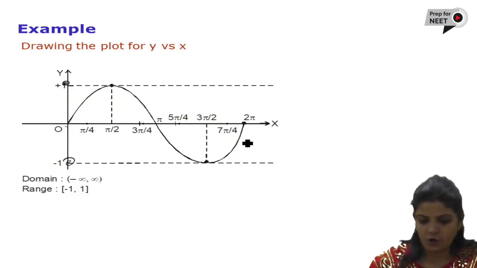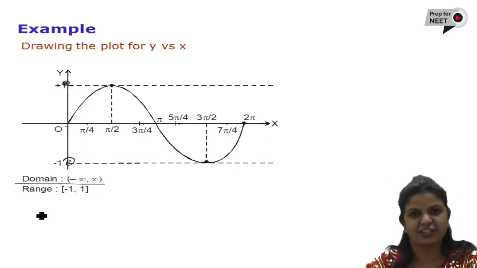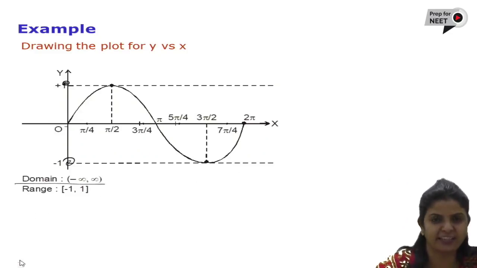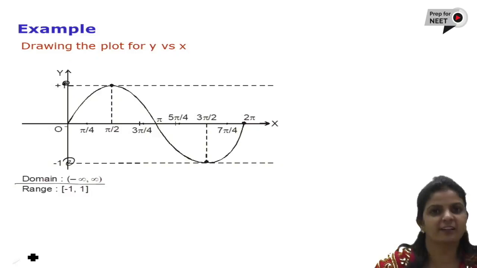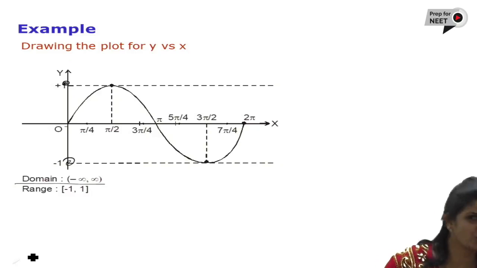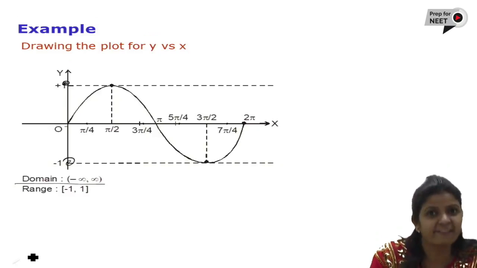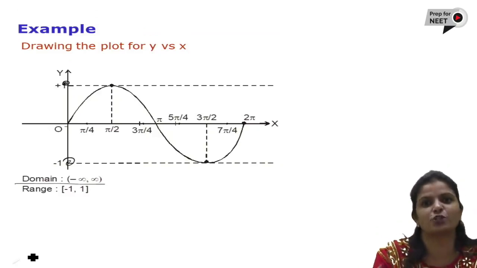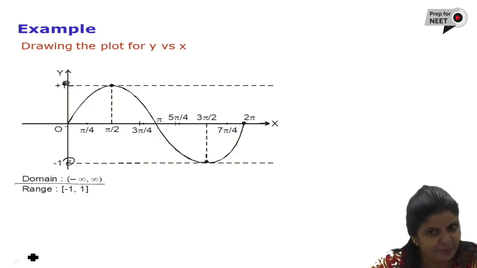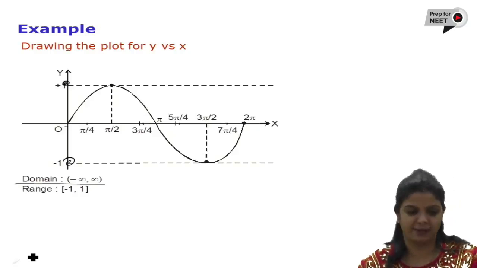Done. Now, look at the domain. Domain is changing from minus infinity to plus infinity. Domain stands for possible values of x. You are allowed to change the value of x from minus infinity to plus infinity, but y will change only from minus 1 to plus 1. So therefore the range must be minus 1 to plus 1.